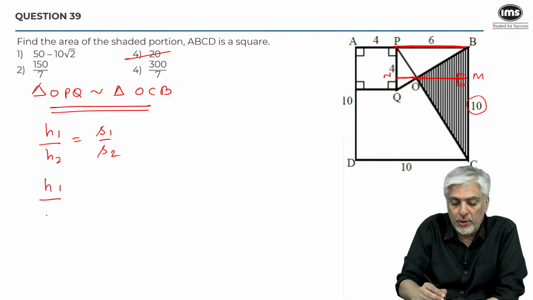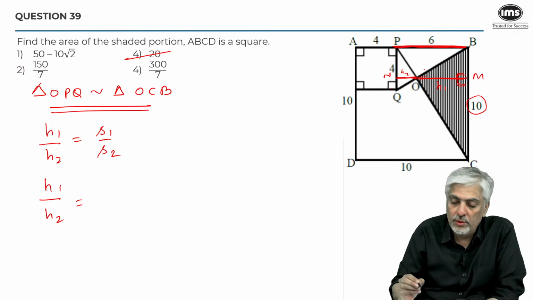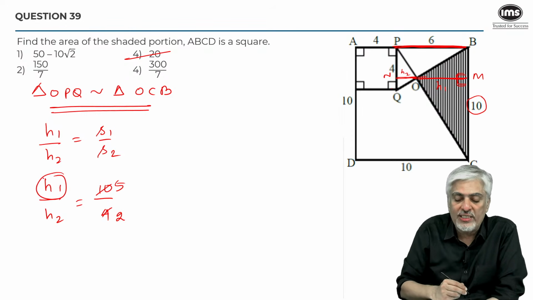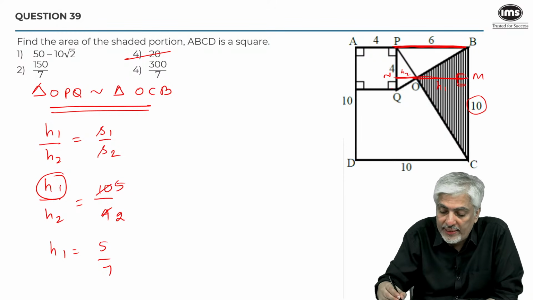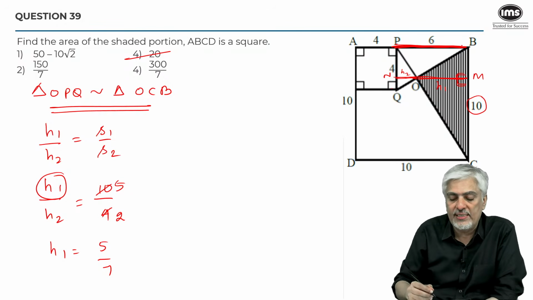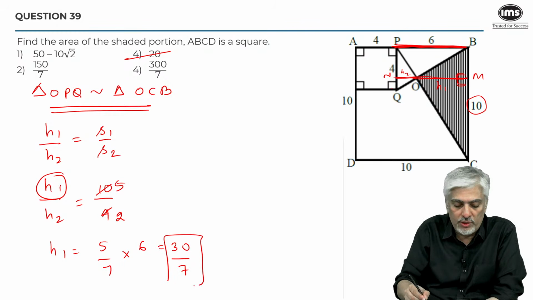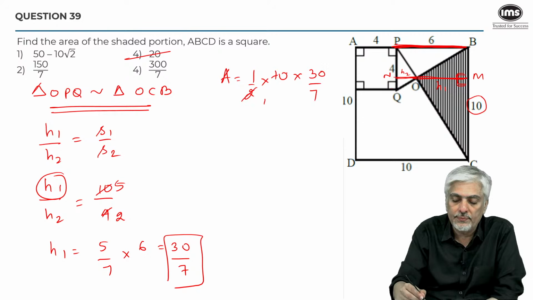That means height 1 upon height 2, if I call this as height 1 and this is height 2, will be 10 upon 4. Height 1 upon height 2 will be 10 upon 4, which is 5 upon 2. That means the height 1 which I want, H1, and both the heights together is 6 because PB is 6. So it will be 5 by 7 of 6, which is 30 by 7. The height which I want is 30 by 7, and therefore area is half into 10 into 30 by 7. Answer is 150 by 7.